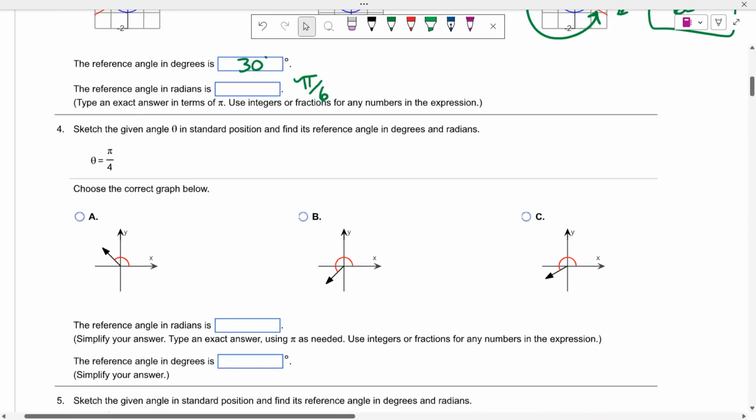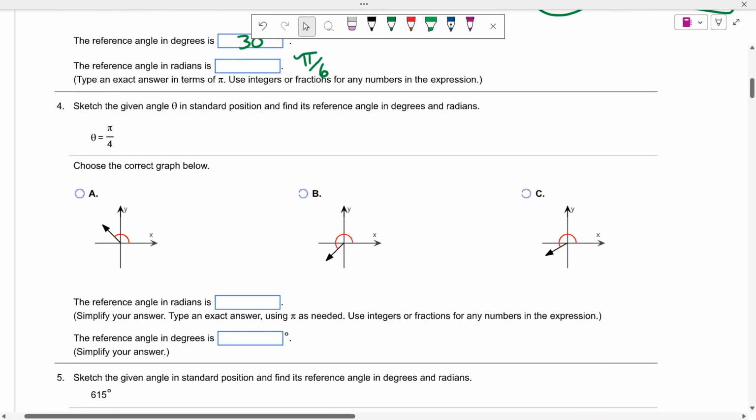So pi over 4, okay? Which one of these is pi over 4? And the answer is none of them. Okay, because there's probably a choice D that looks like that. So, what's a radian angle for pi over 4? That's its reference angle.